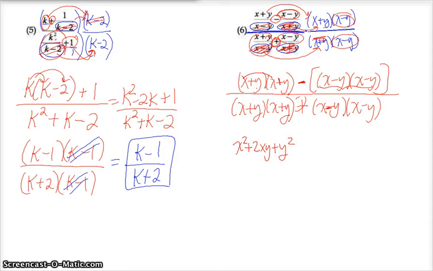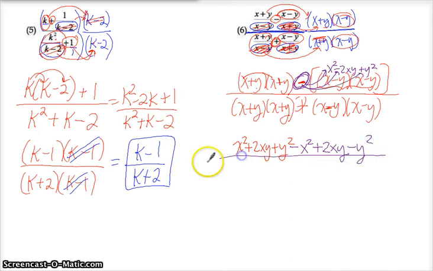Over here is a little side note. I would get x squared minus 2xy plus y squared, except I need to distribute my negative. So that becomes a minus x squared. It becomes a plus 2xy. It becomes a minus y squared. So be careful. Make sure you distribute that negative.